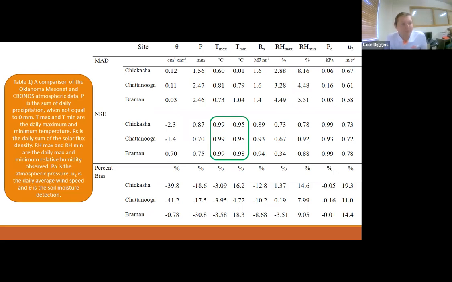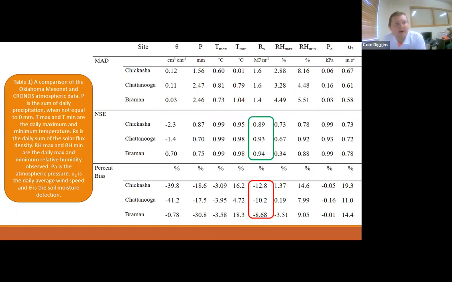Our temperature, min and max, we had great correlation between those, and overall they did really well. And these were even able to perform during extended periods of winter storm. They were still really performing well, and we were still seeing good results when comparing that with the Oklahoma Mesonet.